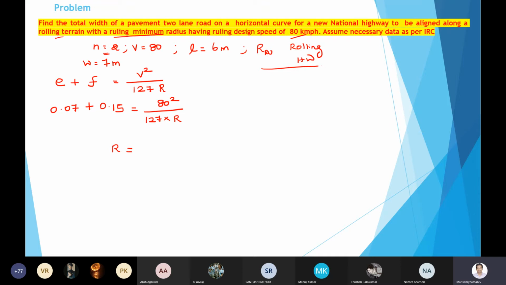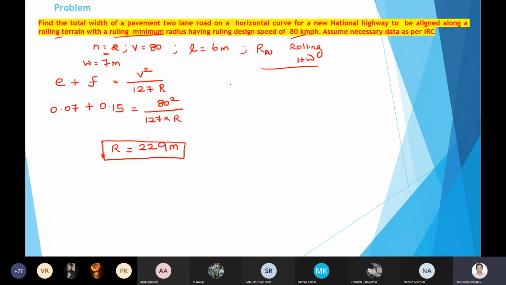So from this equation, you can estimate the R value. 80 squared divided by 127 divided by 0.07 plus 0.15. I am getting the value of 229.06227. So I am just fixing the radius as 229 meter. So this is what you have to estimate from the given problem.